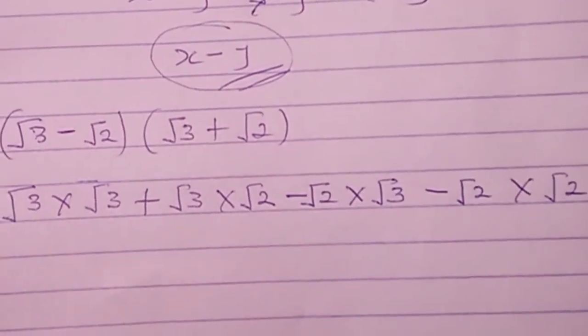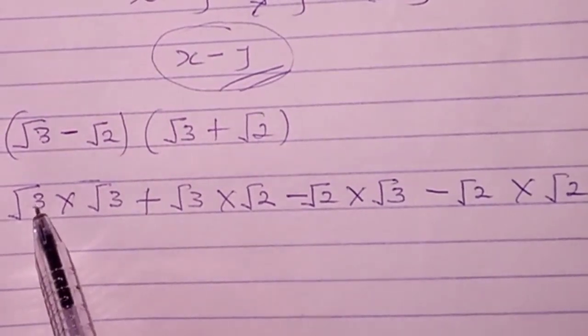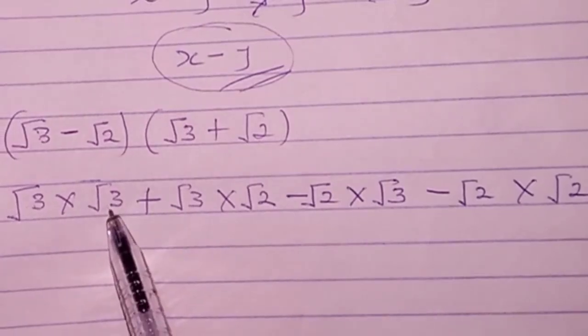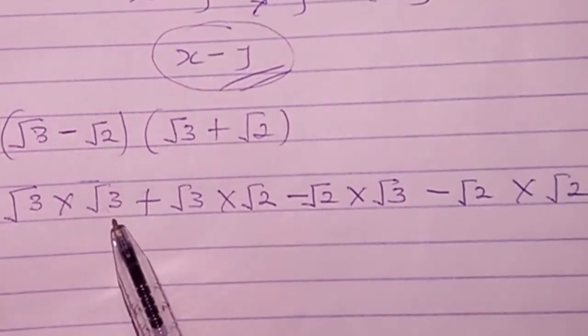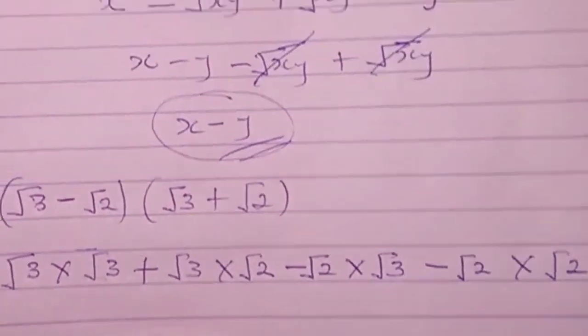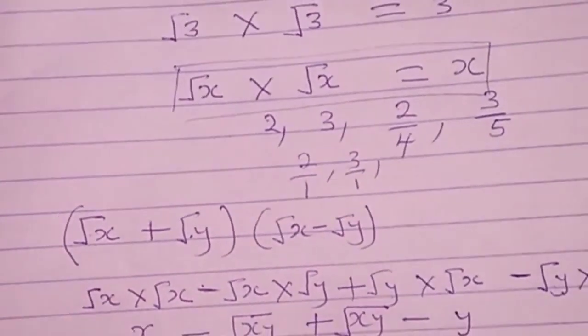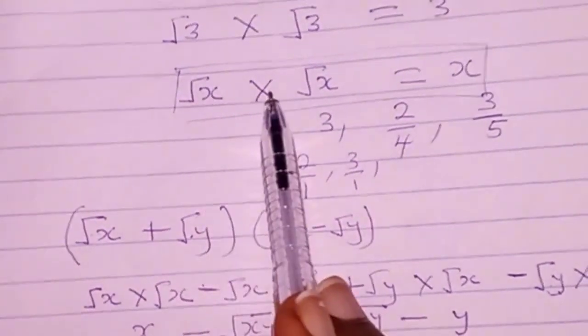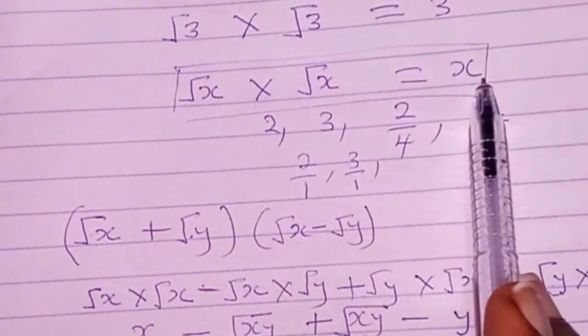Now let's simplify and see what we have. Root 3 times root 3 will give us 3. Don't forget the rule here. The rule says that root x times root x is going to give us x.